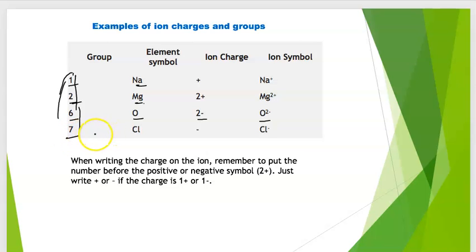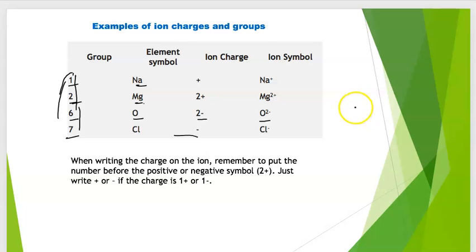Since it's group 7, it will have 7 electrons in its outer shell and will therefore need 1 electron to complete its outer shell, and so will be -1. An example is chlorine, and we have Cl-, and that is an example of some of the ions that you need to be aware of.